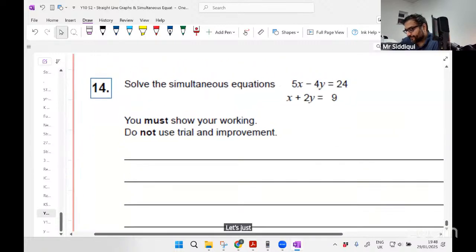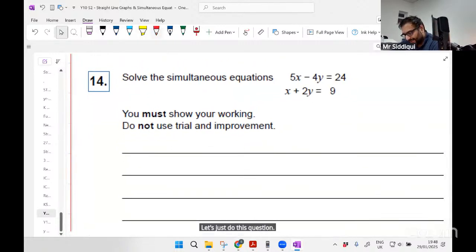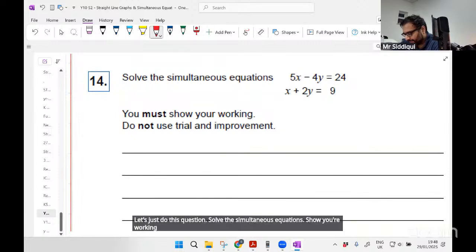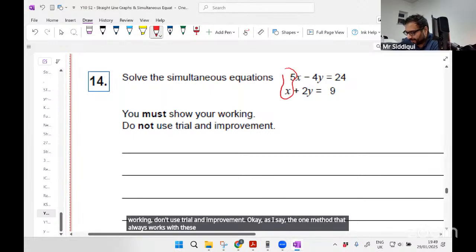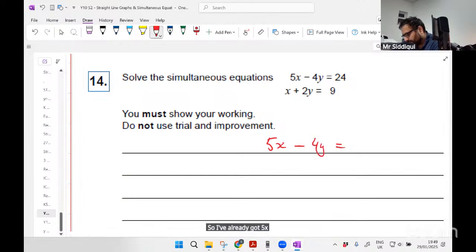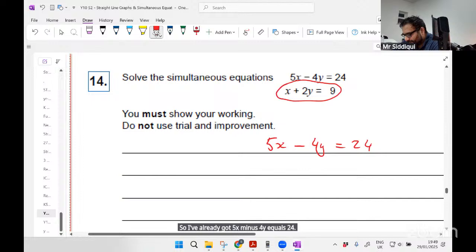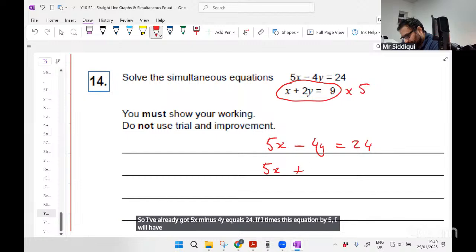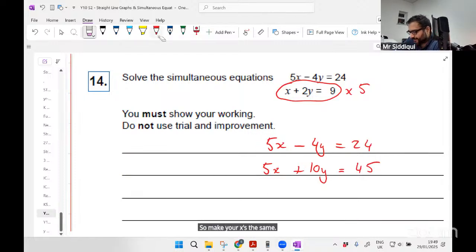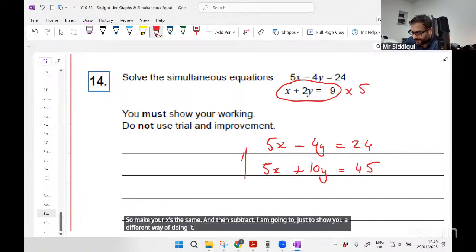Let's just do this question. Solve the simultaneous equations. Show your working, don't use trial and improvement. As I say, the one method that always works with these questions is to look at your x's and make them the same. I've already got 5x minus 4y equals 24. If I times this equation by 5, I will have 5x plus 10y equals 9 times 5, which is 45. So make your x's the same and then subtract. Just to show you a different way of doing it, I am going to subtract this way.